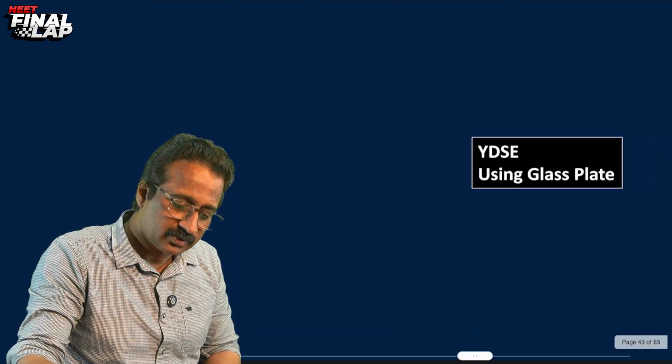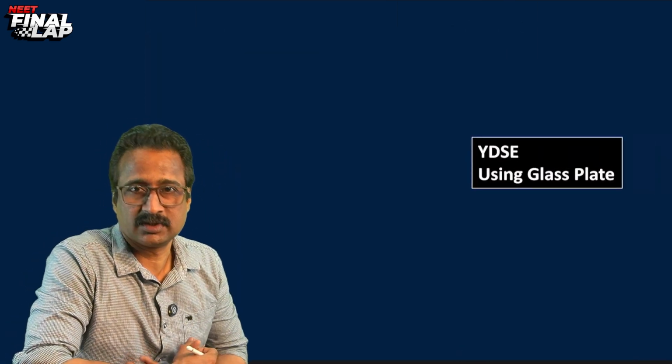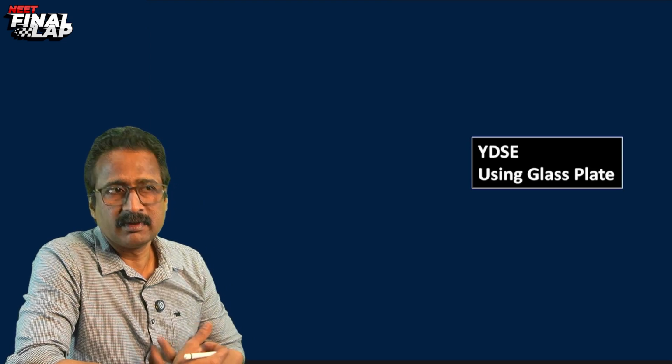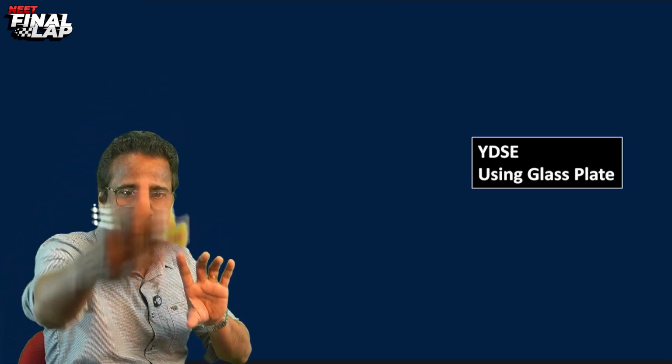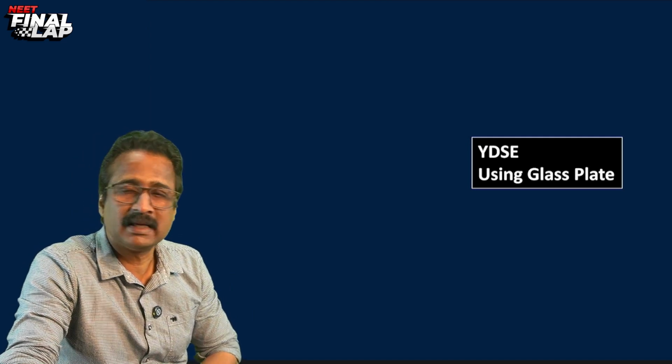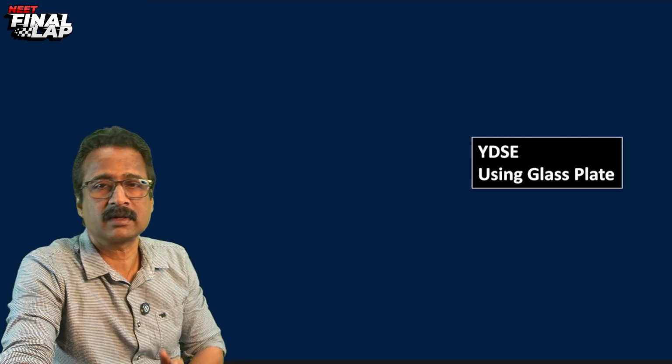Okay, let me try to give you one more experimental change here. Usually when we conduct YDSE, you will have a double slit and a screen in front of it, nothing in between. Let's see what happens when you place a glass plate in front of one of the slits.